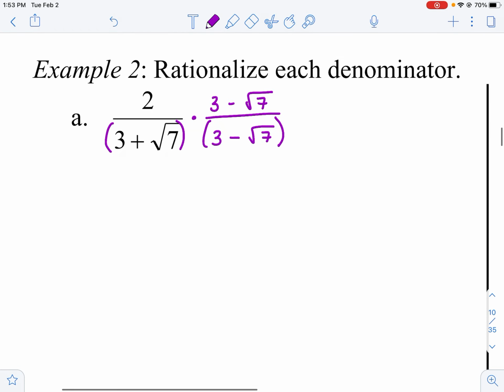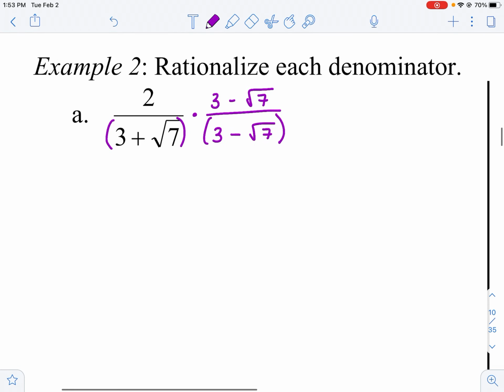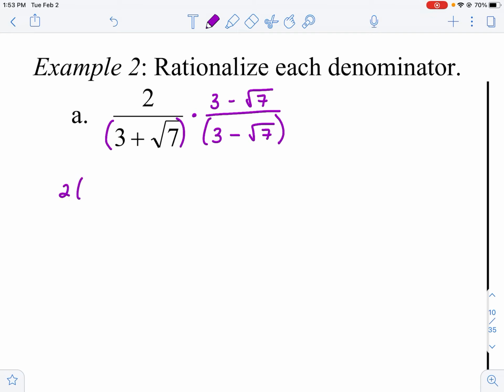Well, because these are opposites, it's called the difference of squares, if you remember, and it's going to actually end up working out to our benefit. I'm going to write this one out the whole way, but just know through the process, those two middle terms when we do our FOILing process are always going to cancel. Taking this step by step, the numerator, I get 2 times the quantity 3 minus the square root of 7.